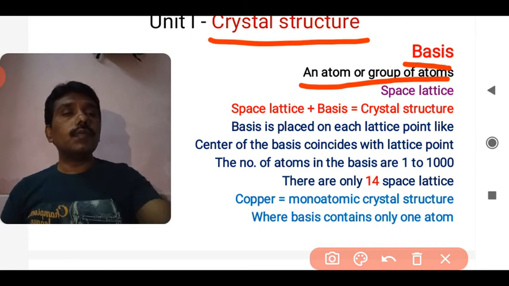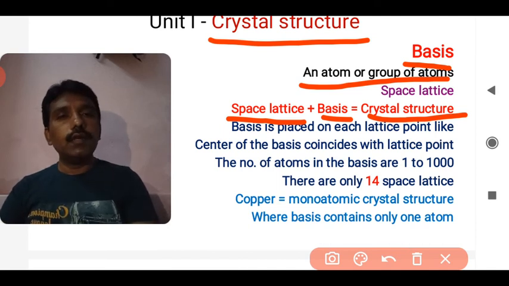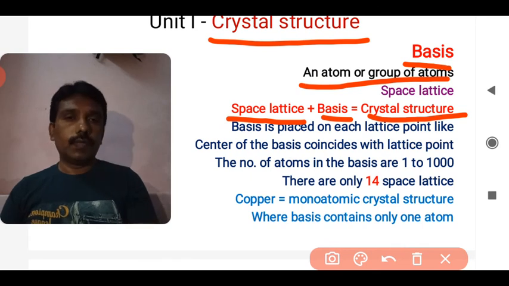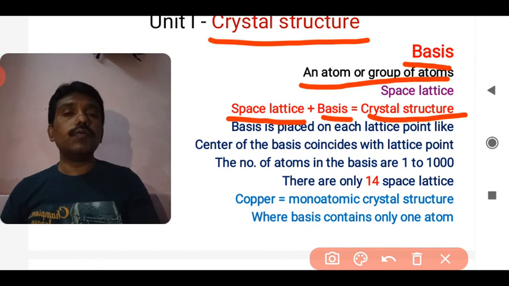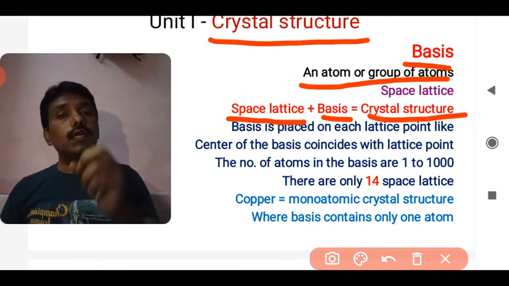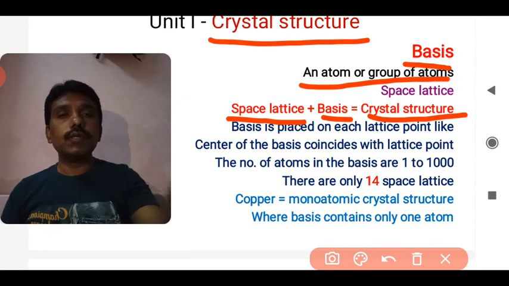This gives you, whatever your space lattice is, exactly a crystal structure. As far as the basis is concerned, the basis is placed on each lattice point. Suppose the basis is a group of two atoms, made up of two atoms, then it will lie on the space lattice, that is, space lattice plus basis.